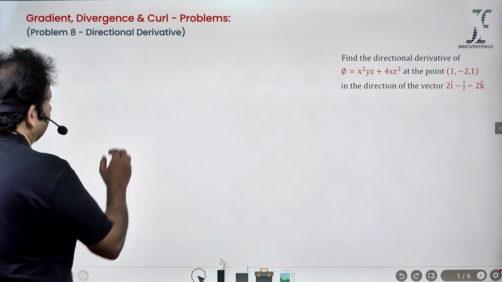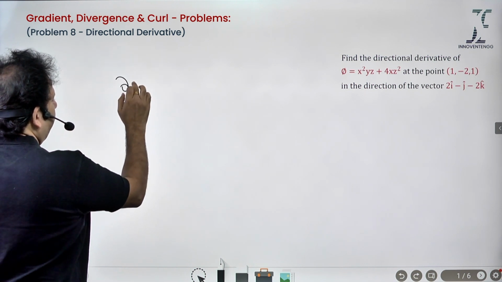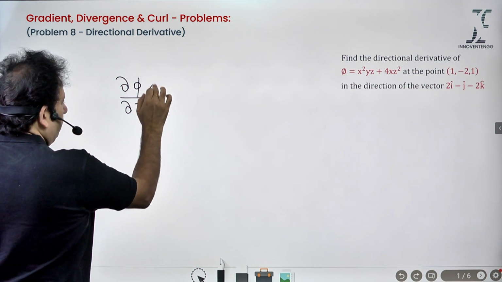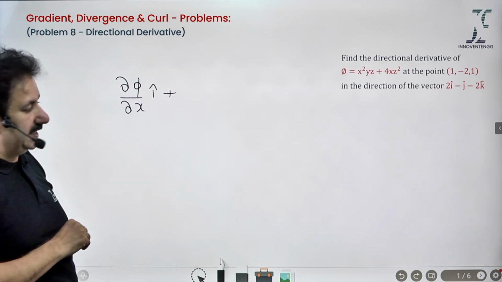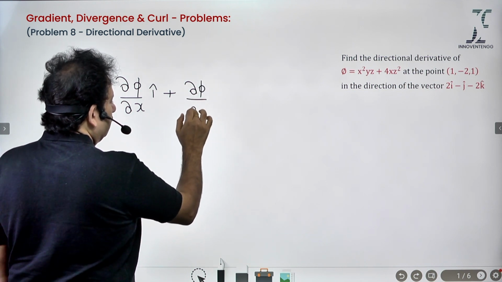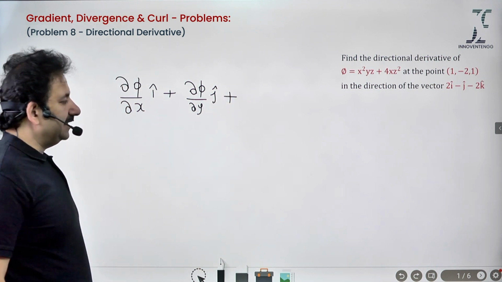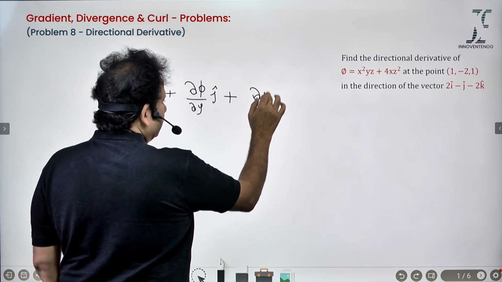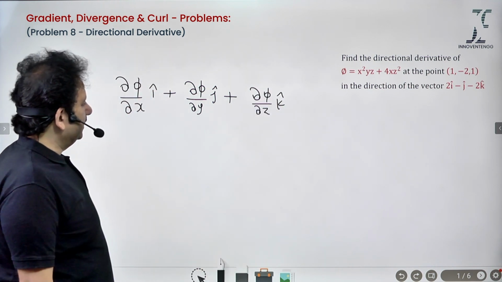So first let us try and find the gradient. How would you find the gradient? So the gradient is defined as follows. First you are going to differentiate the function partially with respect to x, so that forms the ith component of the gradient. Then you are going to seek the partial derivative of the function with respect to y, which forms the jth component, and then you are going to seek the partial derivative of the function with respect to z, which forms the kth component. So your vector, your gradient is done.